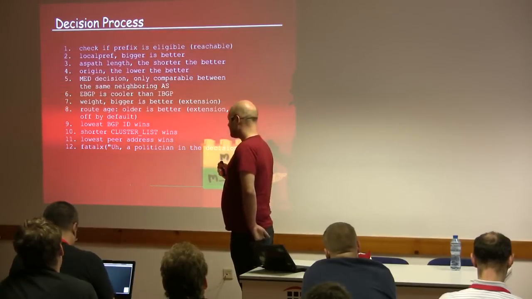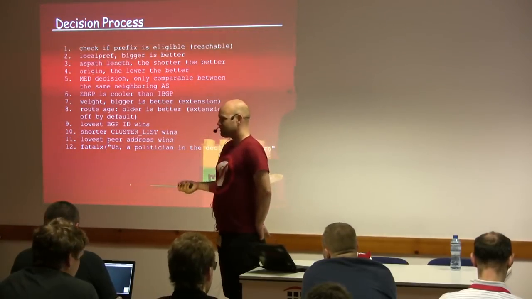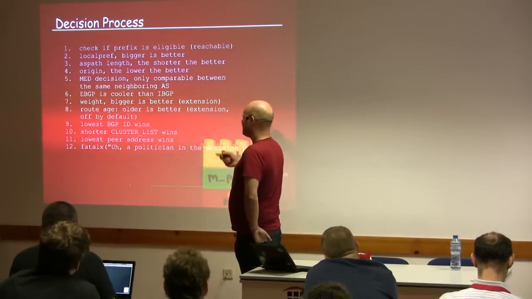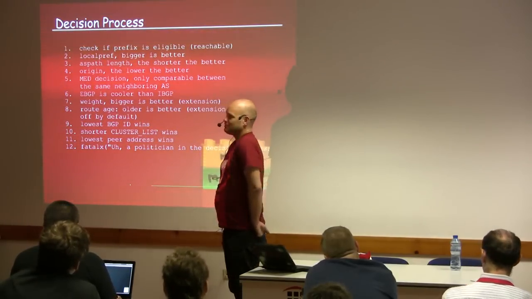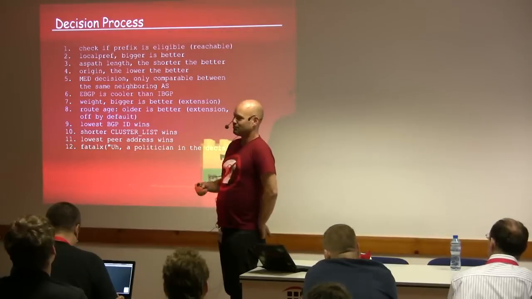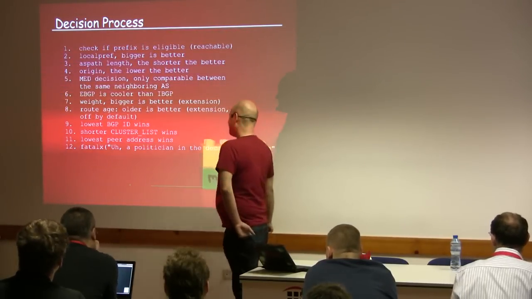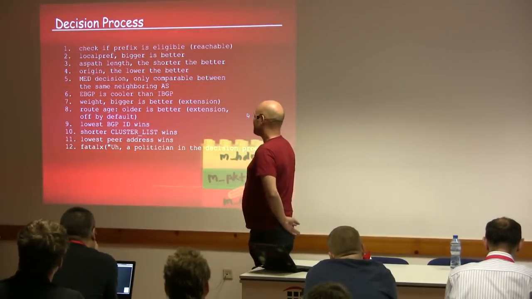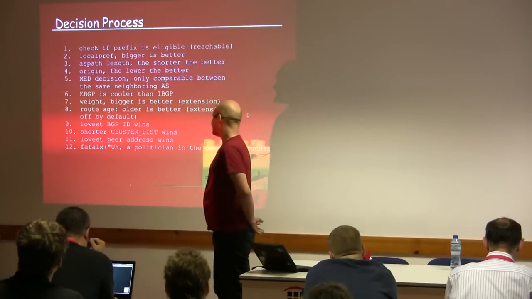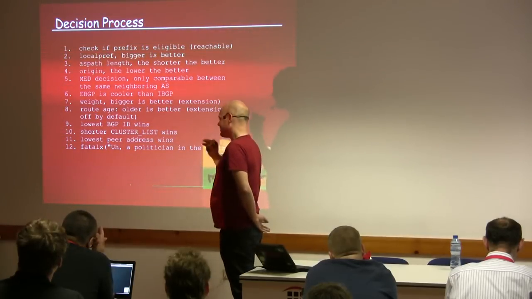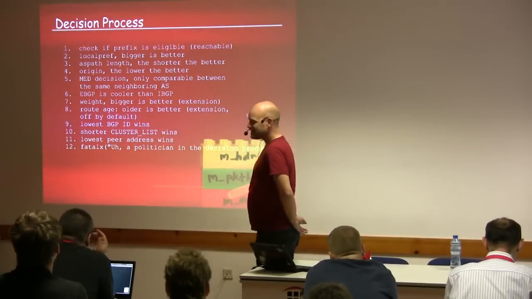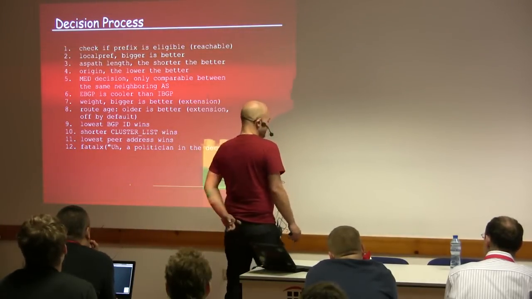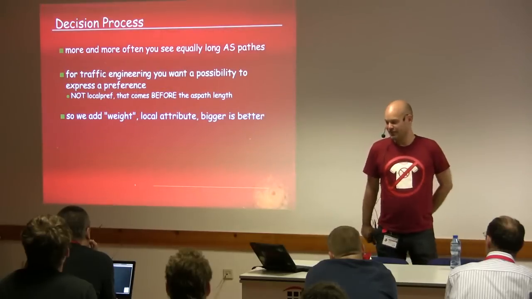The next one is another extension we added. The older one is better because the older is more stable. Well, and then it becomes kind of hilarious. The lowest BGP ID wins. What's the BGP ID? The BGP ID is the numerically lowest IPv4 address on the system. If that still doesn't give a winner, which is kind of impossible, but still, the shorter cluster list wins. Ignore that cluster stuff for a moment. If that still doesn't work, the numerically lowest peer address wins. Good indicator. And if that doesn't work, we are screwed.